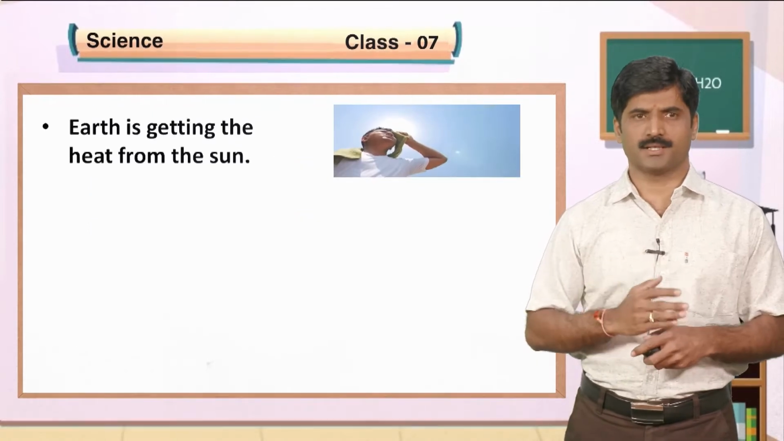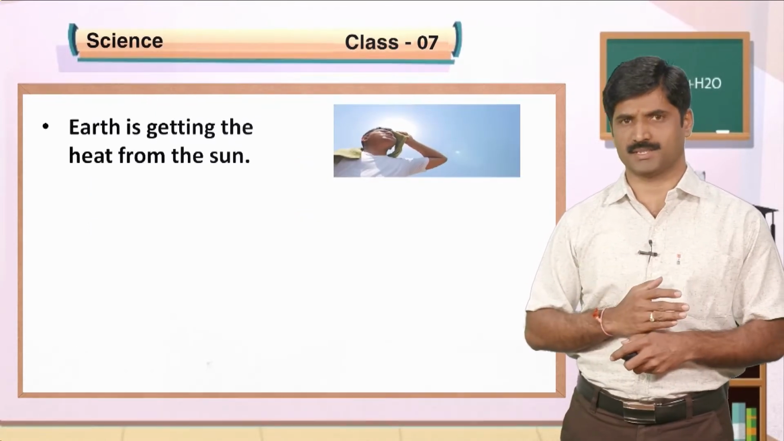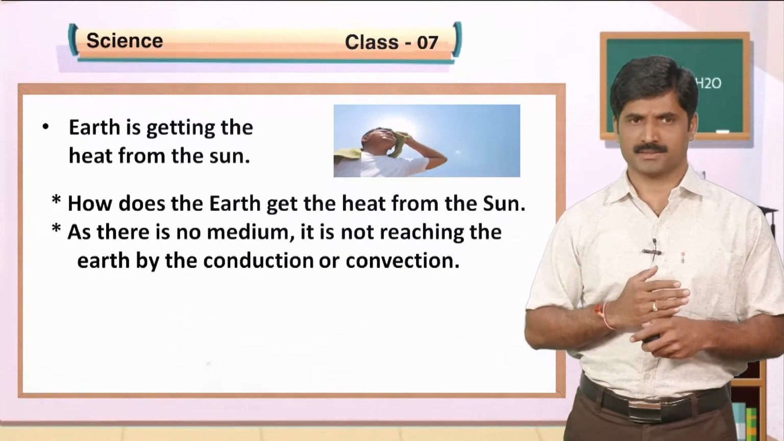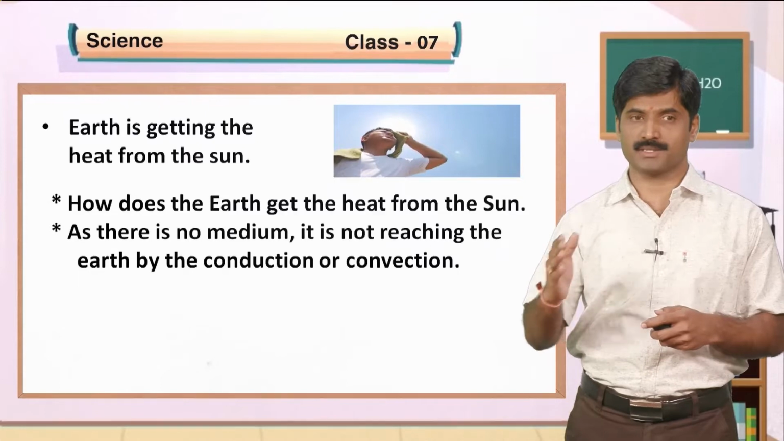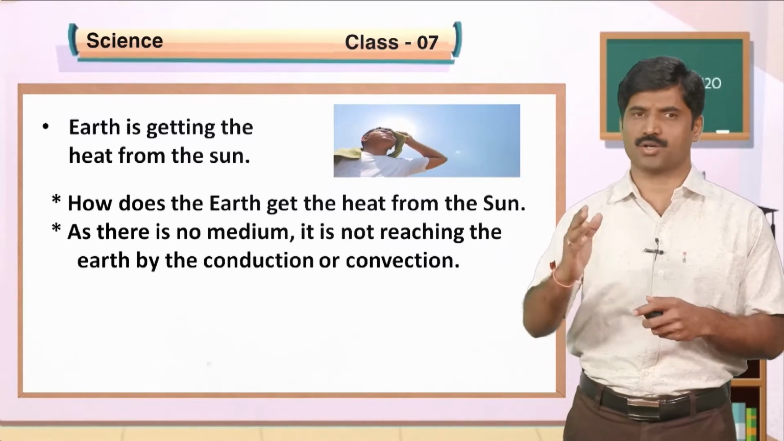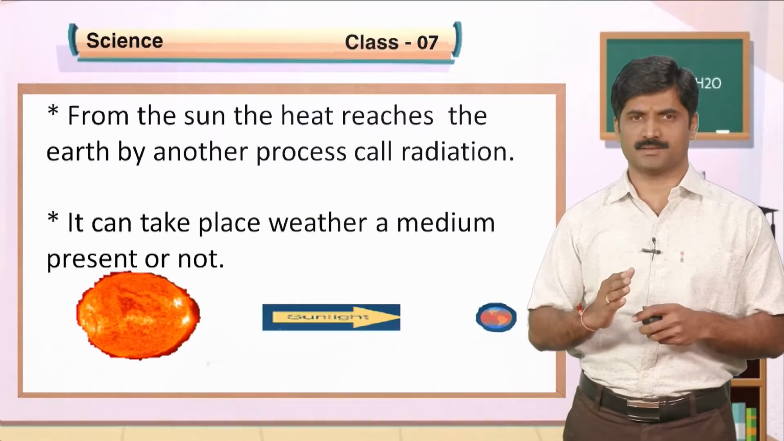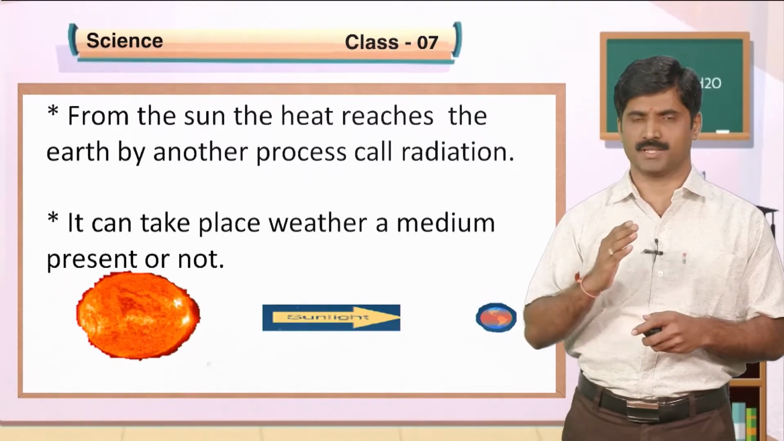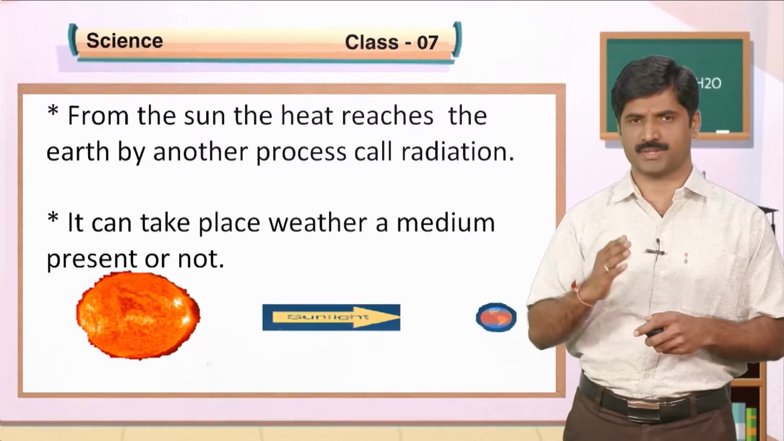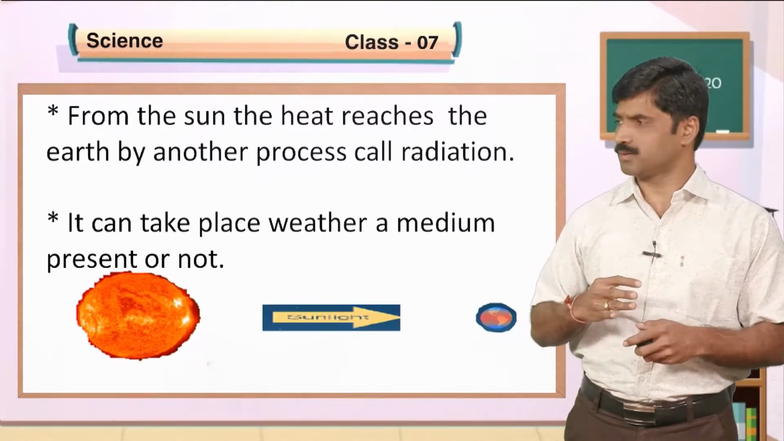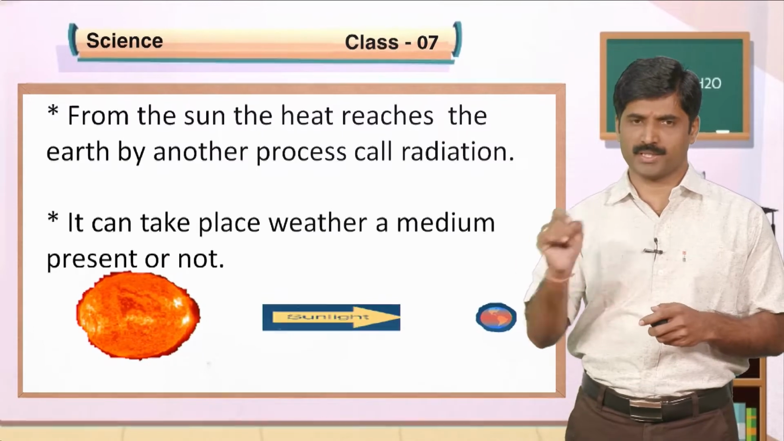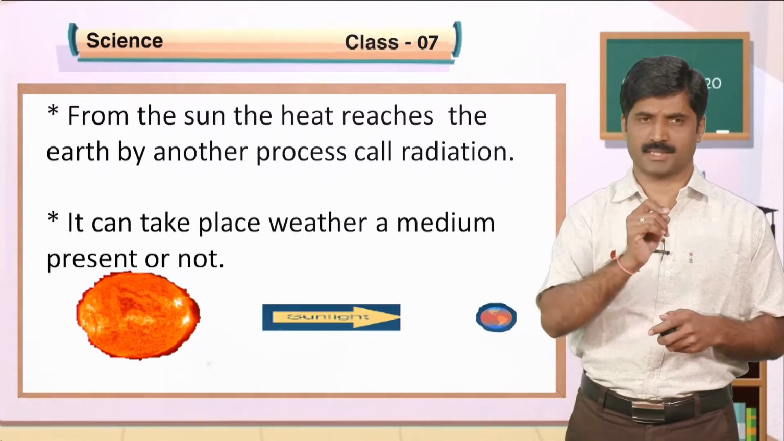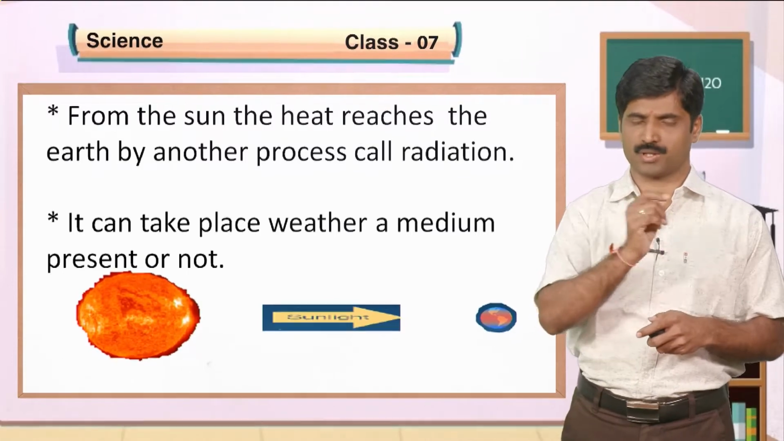We know that Earth is getting the heat from the sun. How does the Earth get the heat from the sun? As there is no medium, it is not reaching the Earth by conduction or convection. From the sun, the heat reaches the Earth by another process called radiation. It can take place whether a medium is present or not. You may remember there is no medium between Earth and the sun, and we are getting the sunlight from the sun by the mode of radiation.